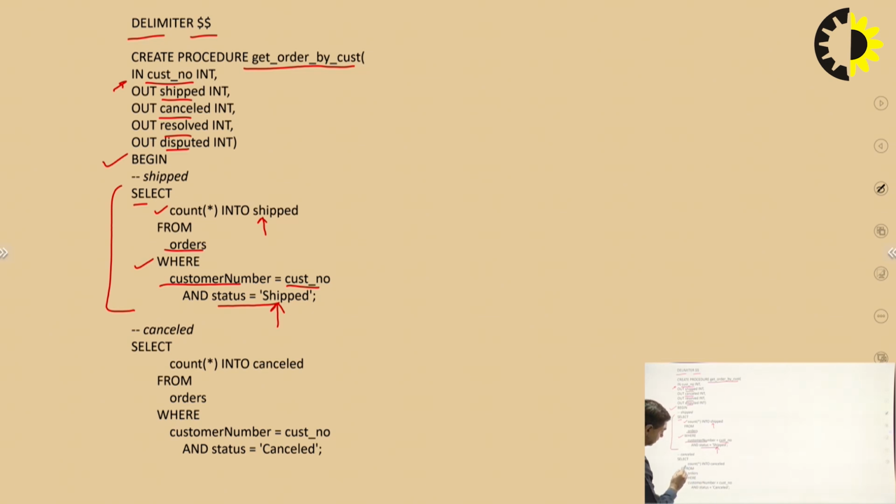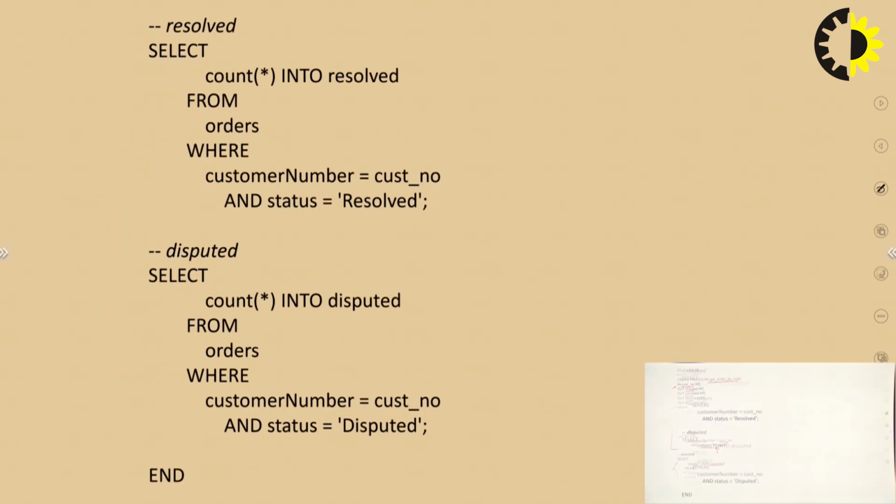The next approach is the same. This time we are using count star, and it stores the result in the cancel out variable. We are using the same table, orders, and a where clause: customer number equal to the customer number and status equal to cancelled. This is the fourth set of SQL statements for the status resolved.